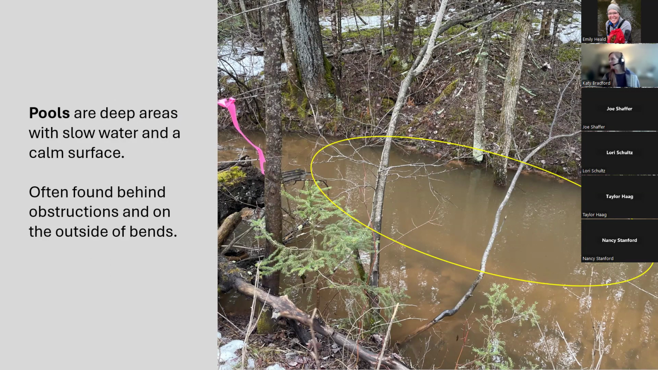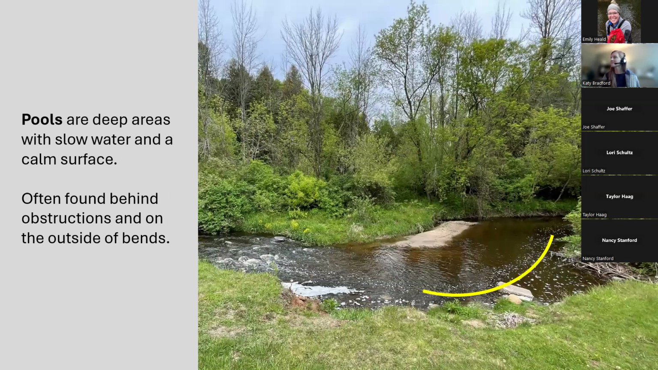And so this is a picture of the outside of a bend, and you can tell based on that tree growing in the stream and the darker water that is a pool. Pools are definitely easier to experience when you're wading the stream because you step into deeper water. You can also, if the water is really clear, often see the fish hanging out in the bottom of pools, which is pretty cool. And here's another picture of where there's a pool.